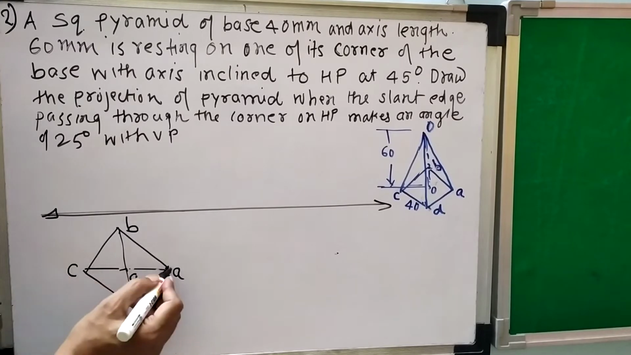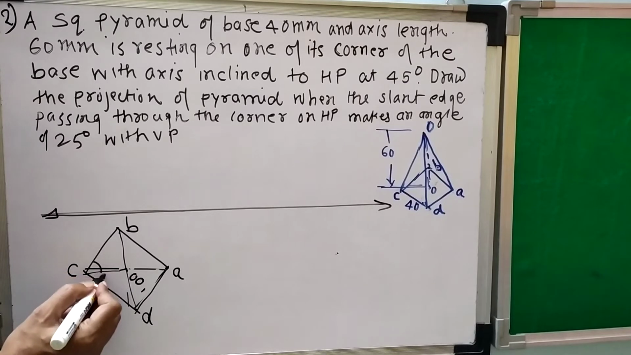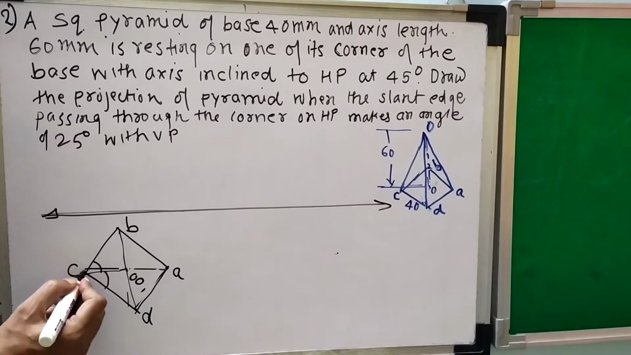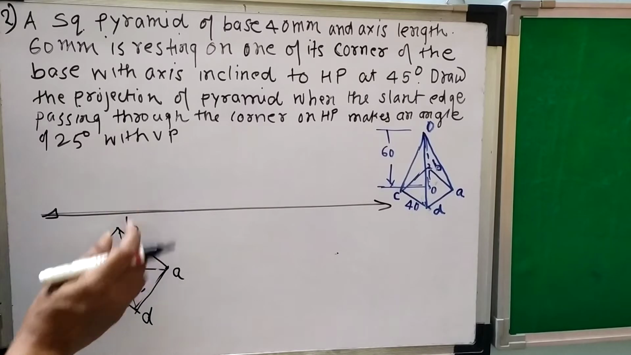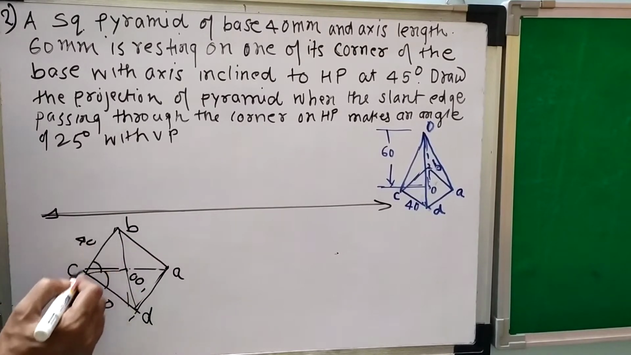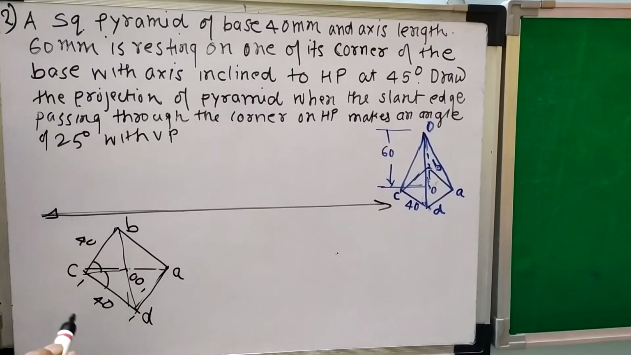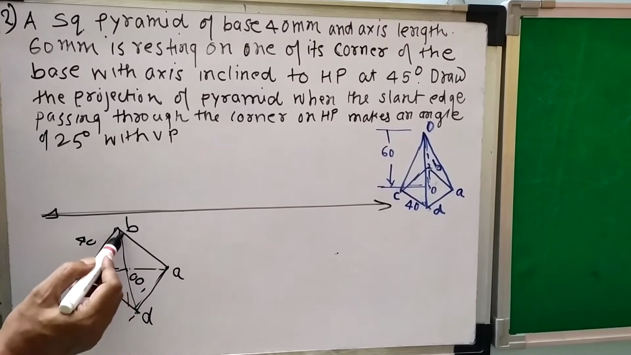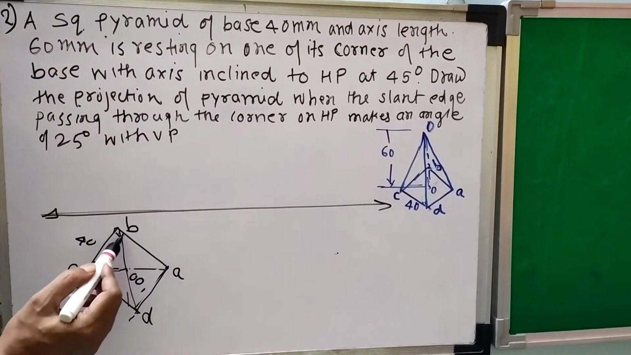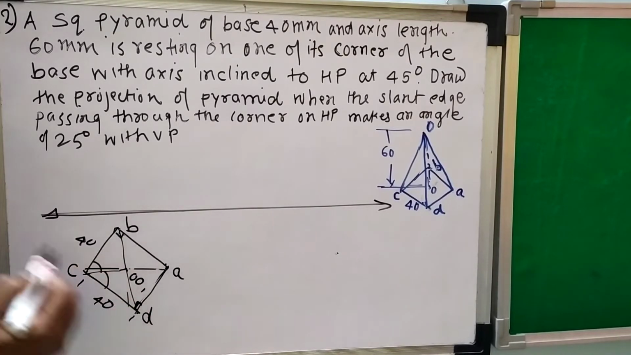How will you draw this? You take a horizontal line parallel to XY, then from this horizontal line draw 45 degree on this side and 45 degree on this side. Draw the 2 lines, and on these 2 lines take a side. What is the side? 40 mm. So 40 mm on this side, 40 mm on this side, and then you can construct this square. In this way you can construct the square. Then after taking 40 mm, from this point draw a perpendicular line to this 40 mm, and from this perpendicular line to this 40 mm, you can construct this square.